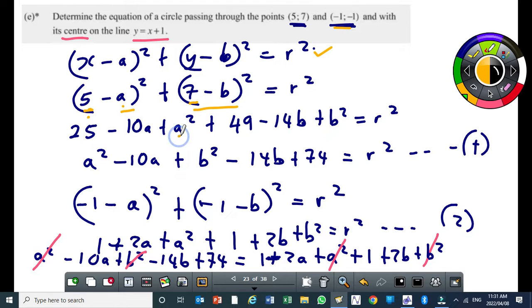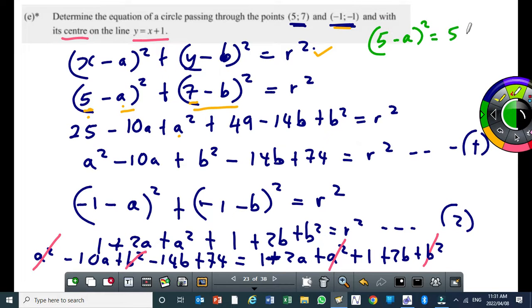You get that. So we do the same. Because there is no mark allocated for using FOIL. You understand that? There is no mark allocated. But if FOIL is going to help you to get the correct trinomial, then do so. If you decide to use FOIL, say for the first one, 5 minus a squared, this will be 5 minus a times 5 minus a. Please, 5 minus a all squared is not equal to 5 squared minus a squared. Please, it's not.